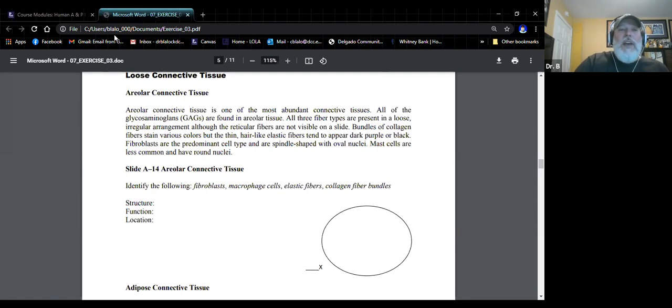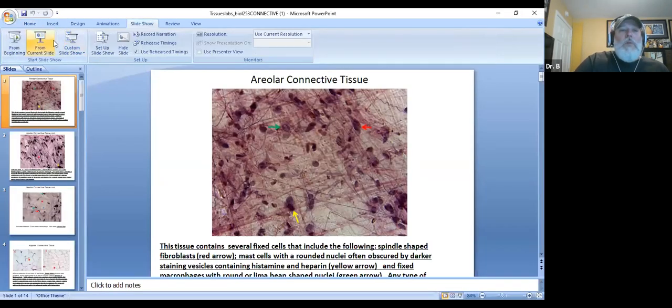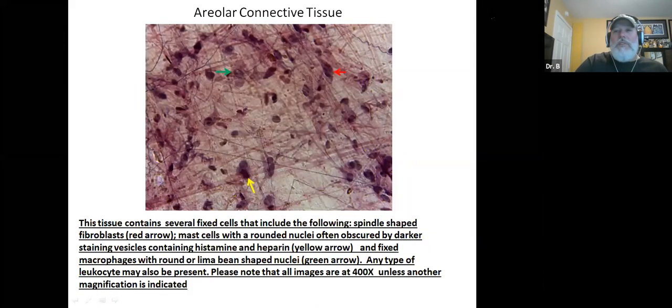So let's take a look at our areolar connective tissue, and I'm going to jump over to the PowerPoint so we can take a look at it. And we'll see a few different slides of areolar connective tissue, but this is the first one, and this is a great example of our areolar connective tissue. Now you can see right here, these are our fibroblasts. So these are our largest cells that we see right there. So those will all be fibroblasts.